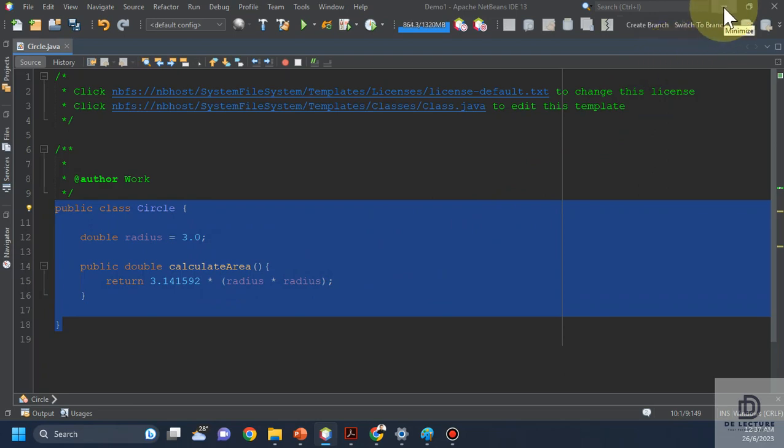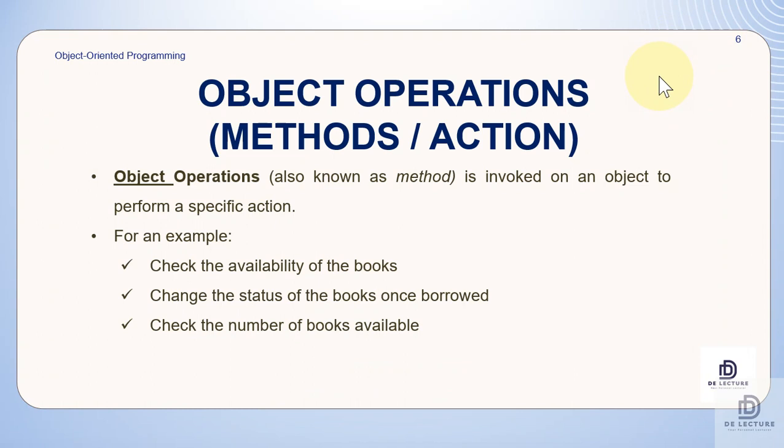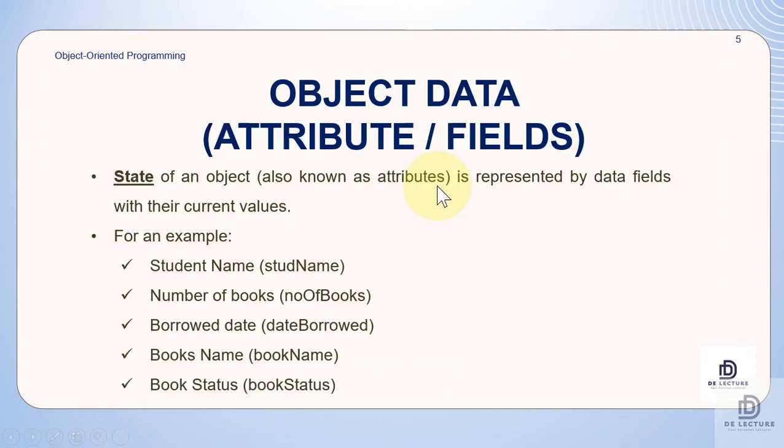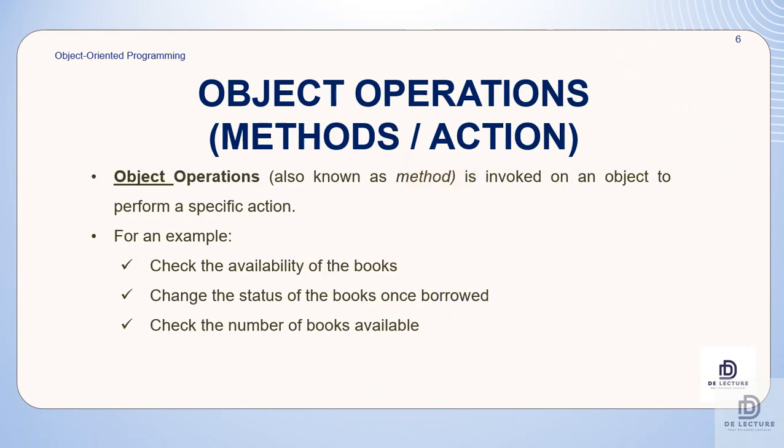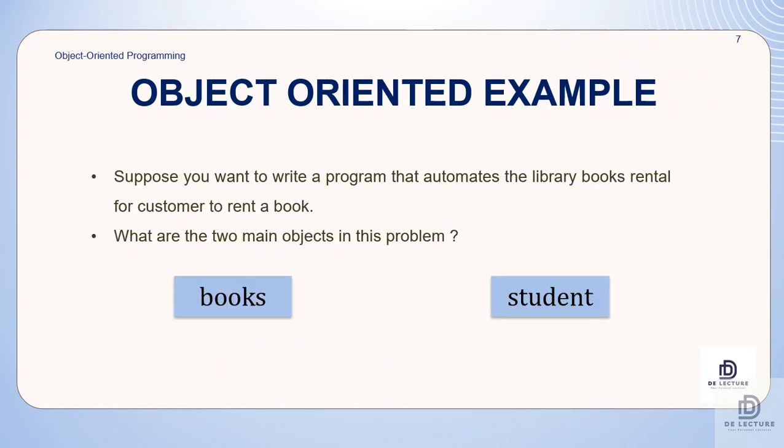All right, let's go back to our notes. We have seen what object data is, and we have also seen what object operations are, which are methods or actions. Now an object-oriented example. Let's say you are about to write a program that automates library book rental for customers to rent a book. What are the two main objects in this problem? The main objects will be books and students, or perhaps even staff.